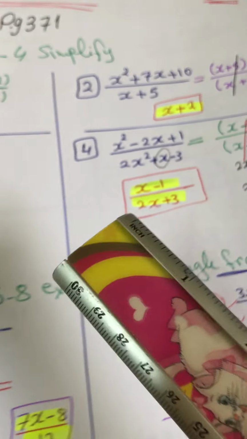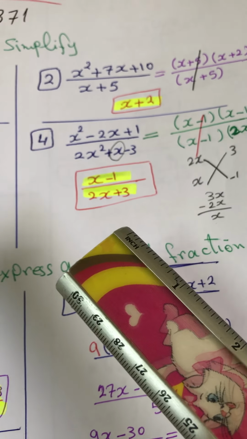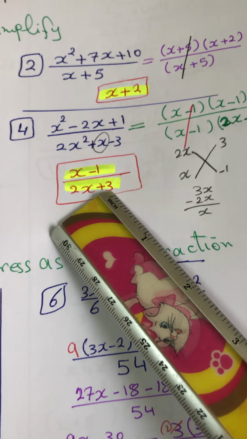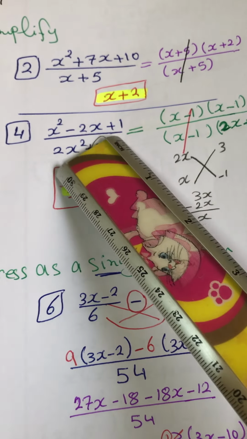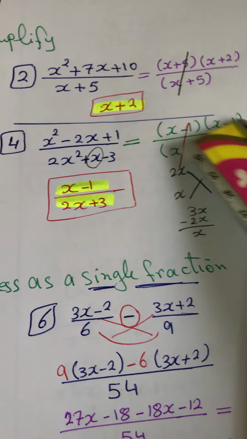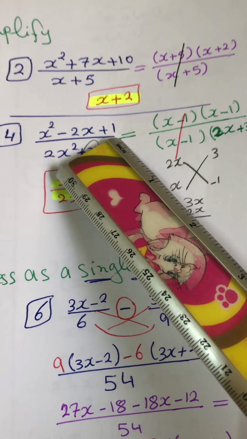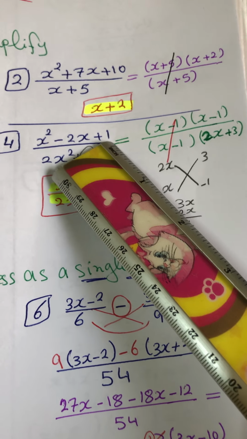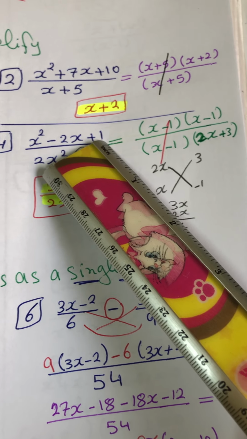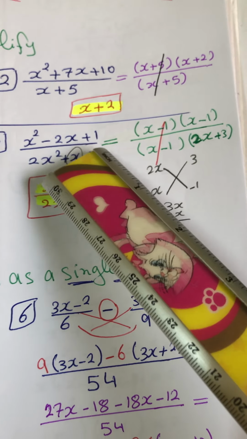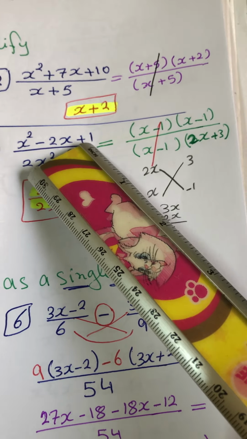I'm still in exercise 7, page 371, question number 4, under the title Simplify. I have 3 terms up, factorize them into 2 brackets. X squared is x times x, and 1 positive comes from 2 numbers positive or 2 numbers negative. The middle term is negative, so I'll take the 2 numbers negative.